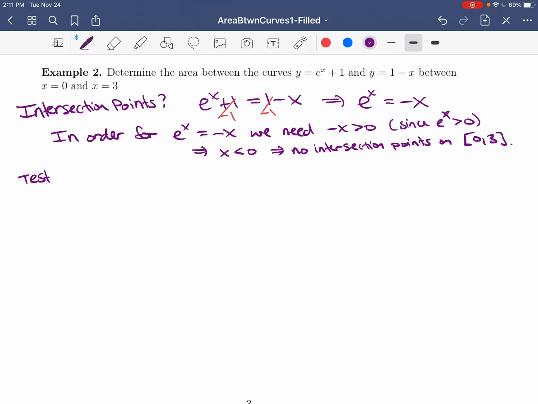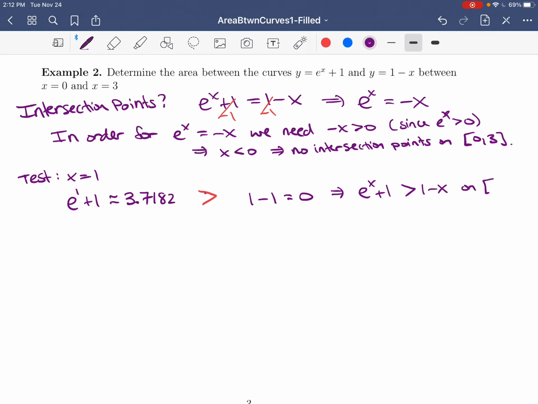So now I know that one of them is always bigger. So let's test x equals 1. That's in our interval. So e to the 1 plus 1 is approximately 3.7182. And 1 minus 1 is 0. So the e is bigger. So that means e to the x plus 1 is going to be bigger than 1 minus x on the interval from 0 to 3.